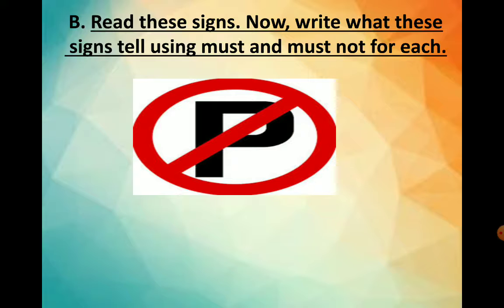So let's go to the next exercise, that is read these signs. Now write what these signs tell using must and must not for each. So we have different signs here and we have to use must and must not and frame a sentence accordingly. Have you seen the sign on the road? Yes.